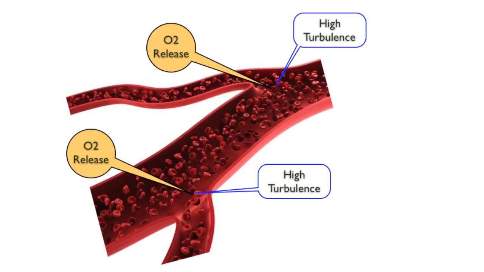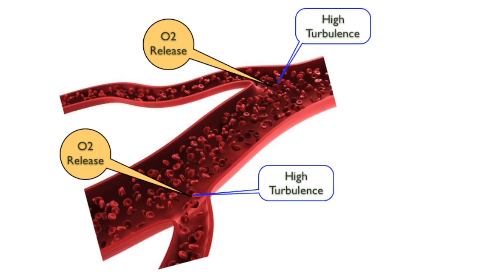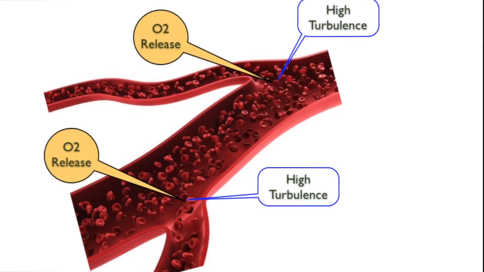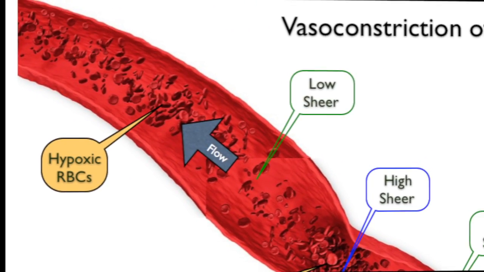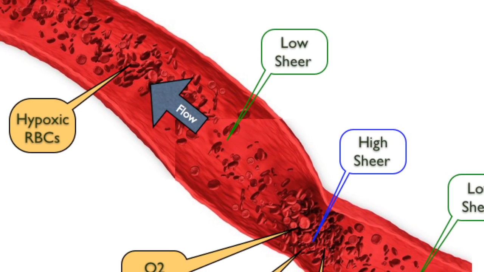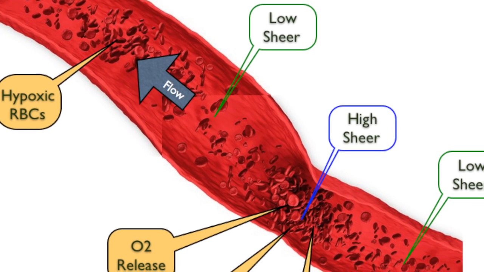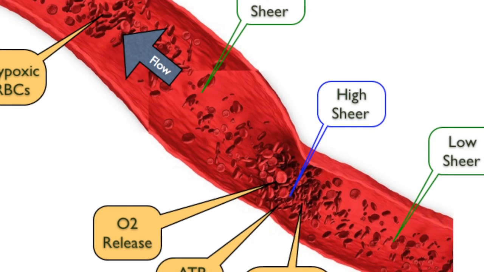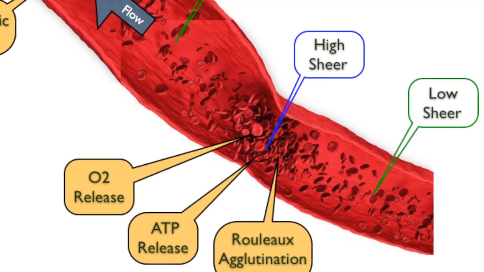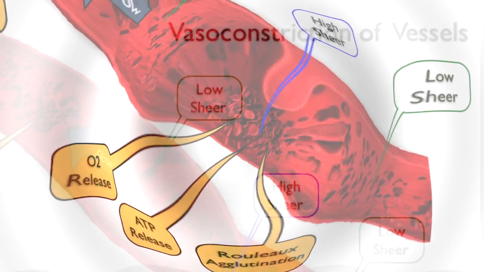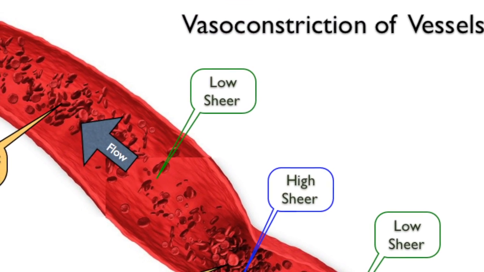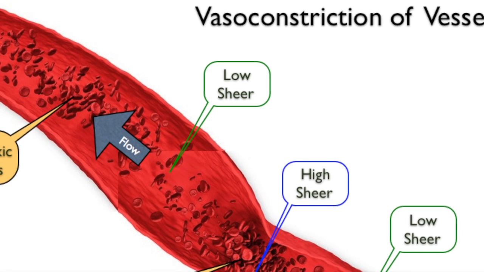Areas of high turbulence in the vasculature accelerate the release of oxygen from hemoglobin. This occurs in the heart, bifurcations or junctions of the arterioles. Release of oxygen and ATP results in agglutination and rouleaux formation, further depriving tissues of needed oxygen and energy. Erythrocytes release ATP in response to the combined effects of hypoxia and hypercapnia. Red blood cell exposure to reduced oxygen tension alone is sufficient to stimulate ATP release from the erythrocytes.